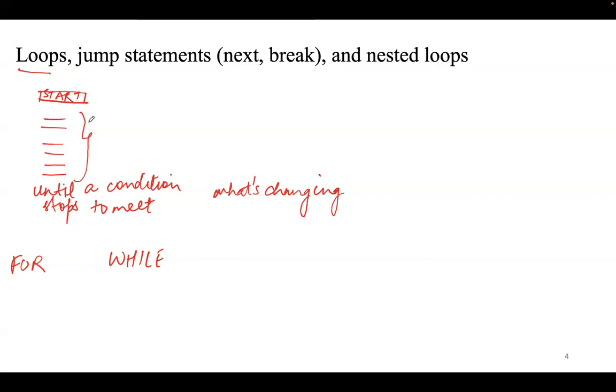So that's the basic three things. The set of statements you will execute or run within the loop. There's a condition that you specify that run it until it's here. And the other thing is what's changing each time. All right.